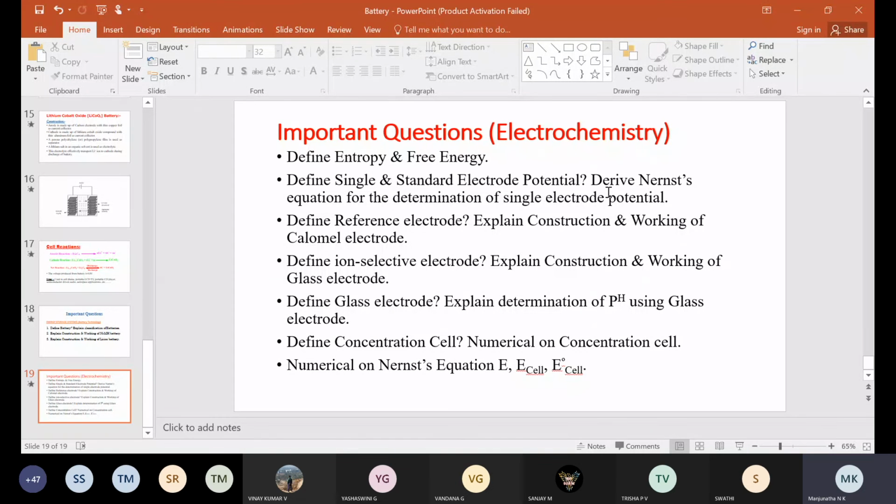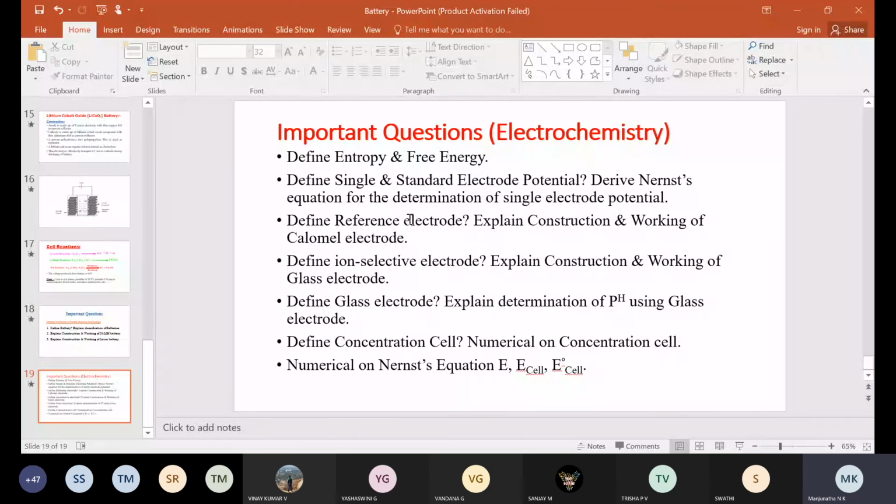If you write that final equation, that is E cell is equal to E naught plus 0.0591 divided by n log concentration of M n plus, 2 marks you will get. And it helps in the numericals also. So remember that final equation. Second, another possible question: define a reference electrode. Explain construction and working of calomel electrode.